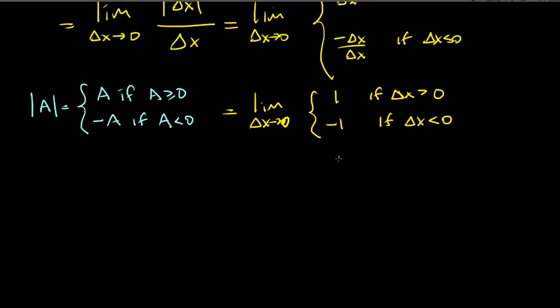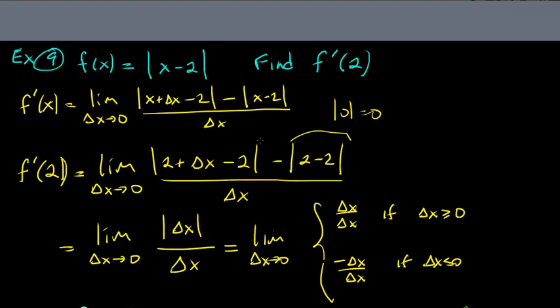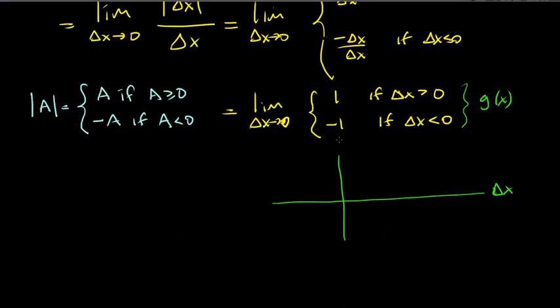Right? If it's not apparent, let's graph it. So here's delta x, and here's the function. I don't know what to call this. g of x, maybe? I didn't call it f. Yeah, let's call it g of x.